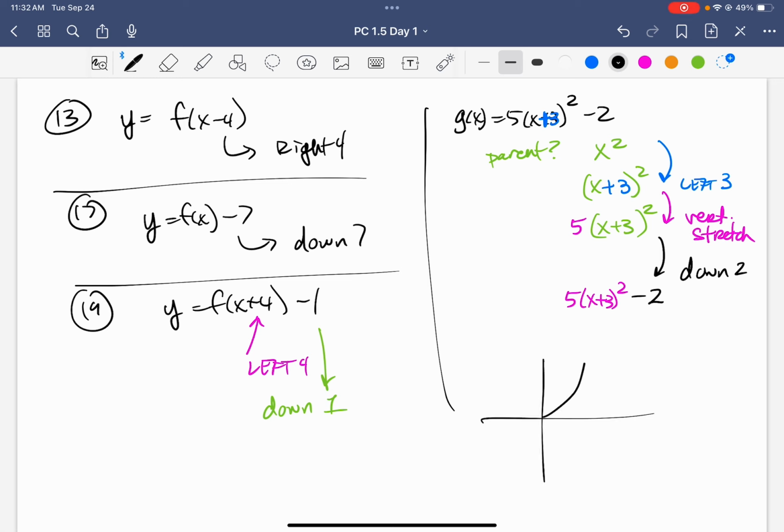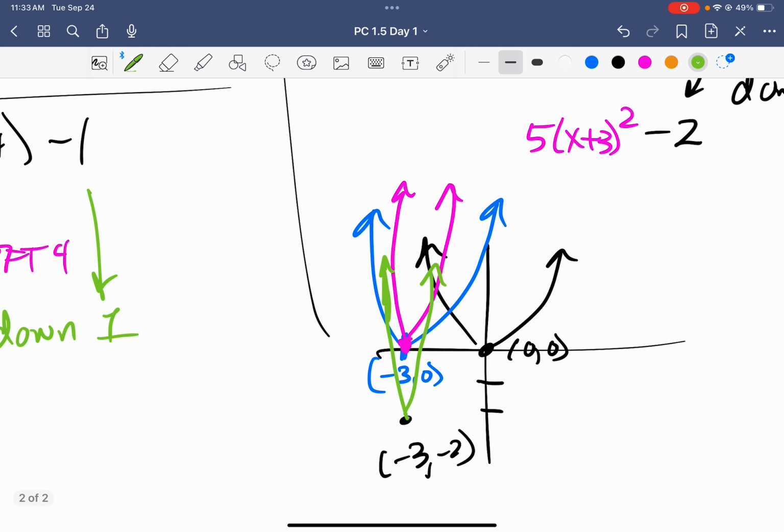So I start with my parent function x squared. First thing I do is move it to the left 3. So now instead of 0, 0, this is negative 3, 0. So 0, 0 got moved to negative 3, 0. And then when I do a vertical stretch, it's still going to have a 0 there. It's just going to stretch it like so. And then when I move it down 2, I'm now going to have a point at negative 3, negative 2. It's going to look something like this, right?